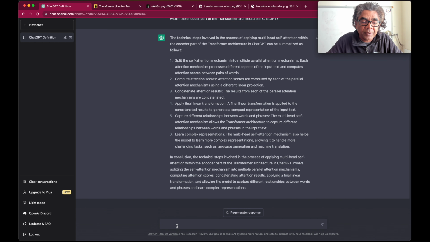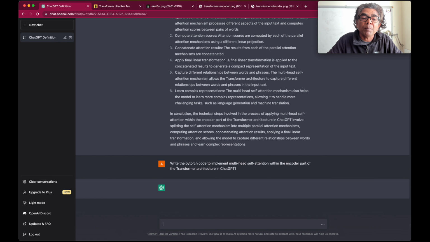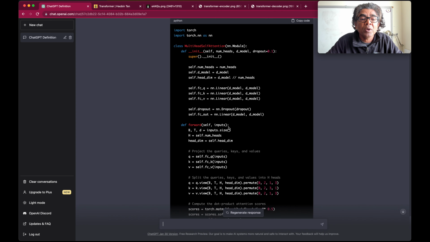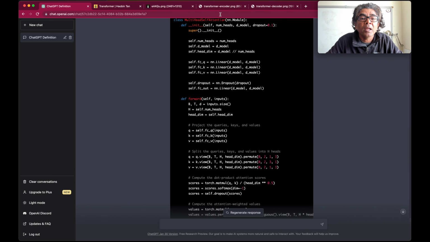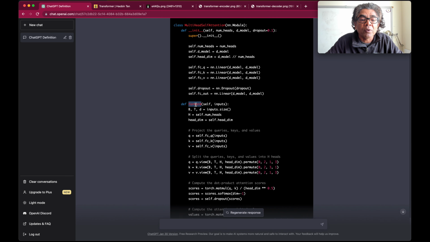So this is our question. You can say, write the PyTorch code to implement the multi-head self-attention within the encoder part of the transformer architecture. So we can get PyTorch code which could help us understand this whole process much more deeply. And if you look into this code and this process, you will get a very good idea of what is really happening. You could see it's a feed-forward network.